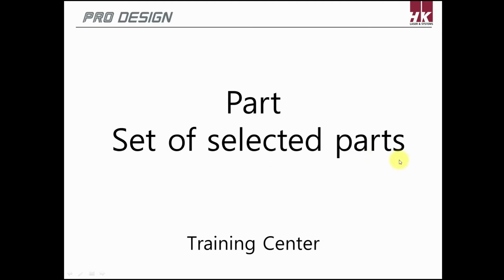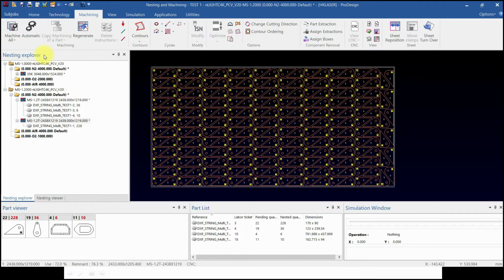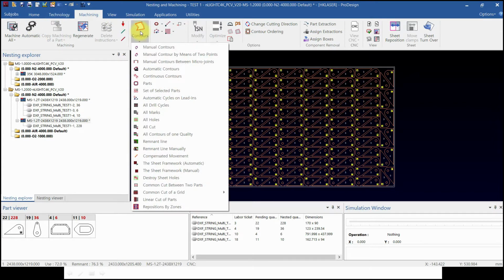In previous lessons, you've learned many kinds of nesting: auto, semi-auto, manual, unitary. From now on, let's learn about machining. Among the various machining methods, the two most commonly used are Parts and Set of Selected Parts.